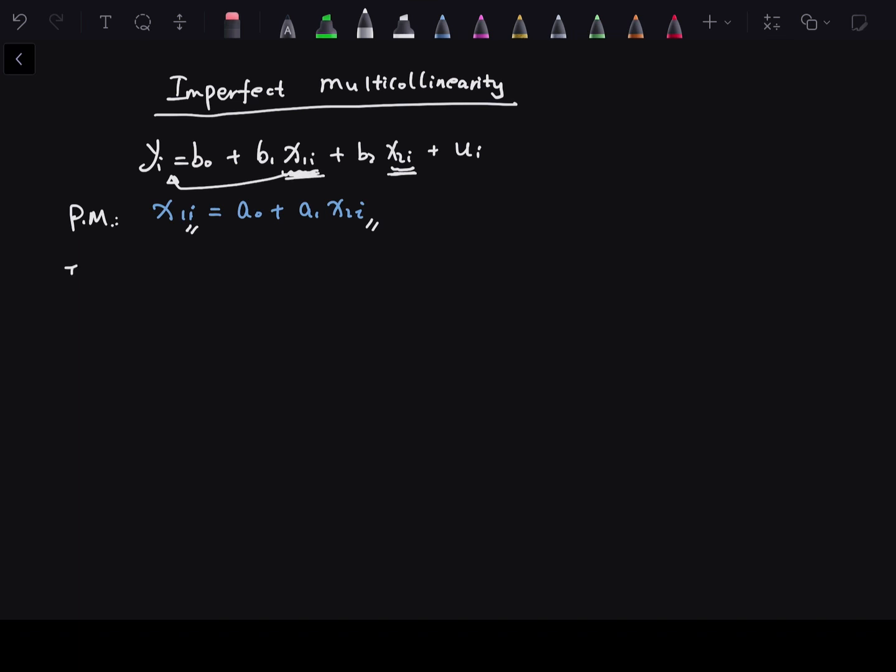But for imperfect multicollinearity, it says this: x1 is still a linear function of x2, but this collinearity is not perfect. Plus an error term. x1, x2 are not perfectly collinear. So when x2 is held constant, this part of x1 is constant, but x1 does not only include this component, but also has another component, the error term.